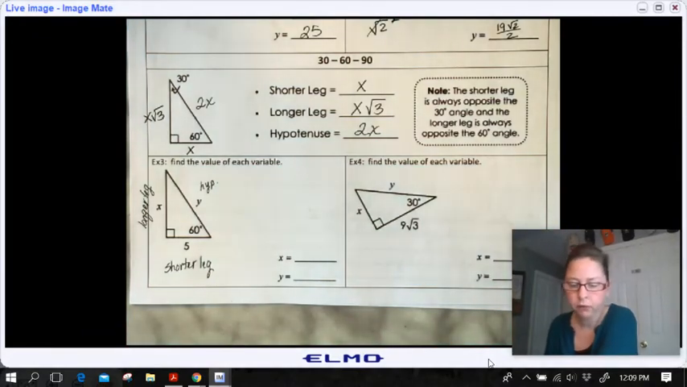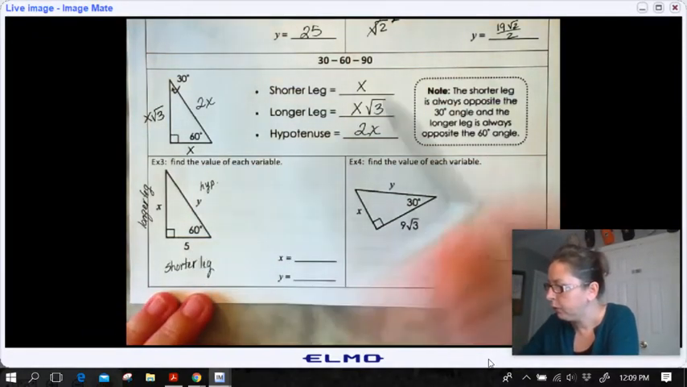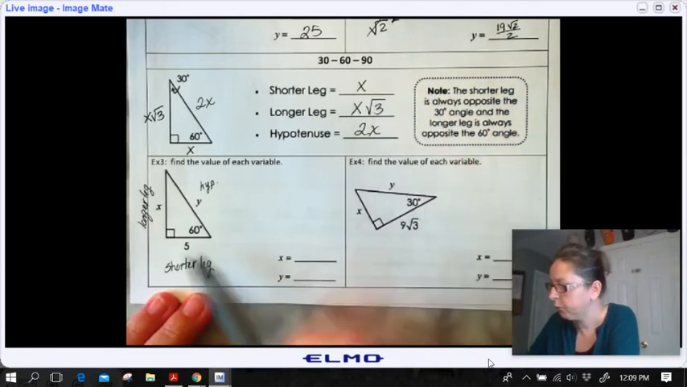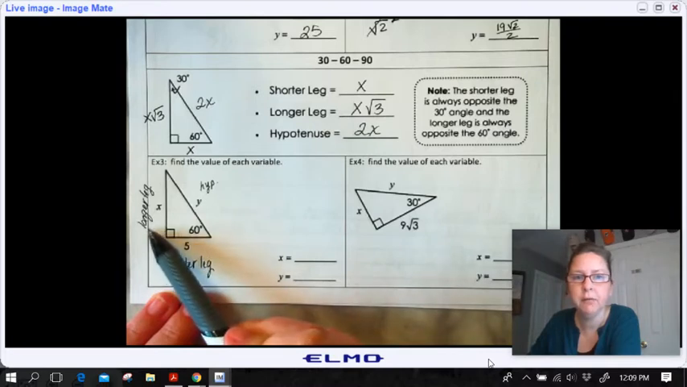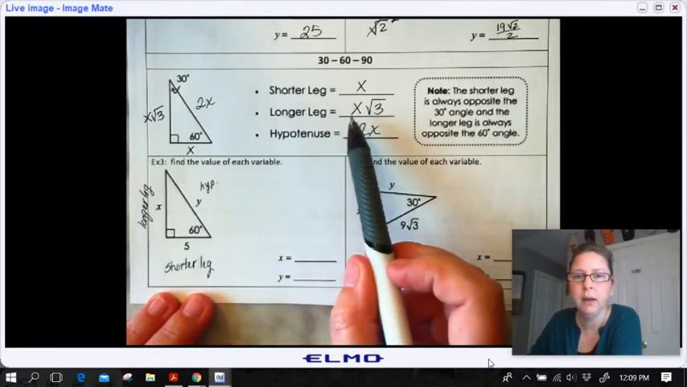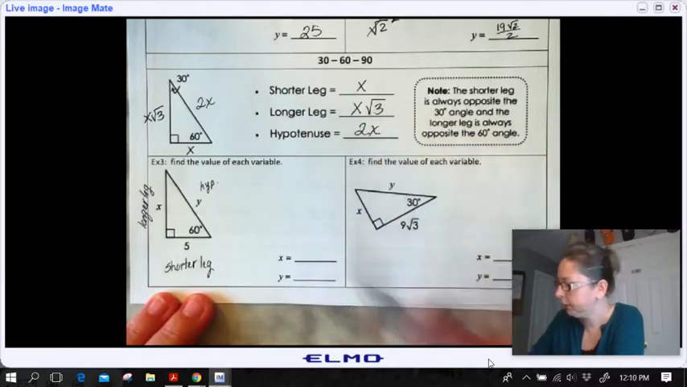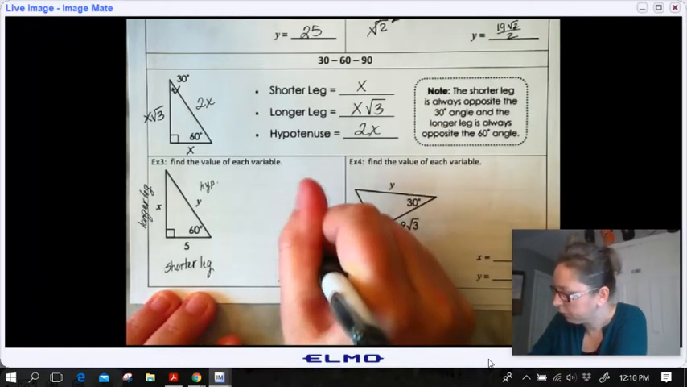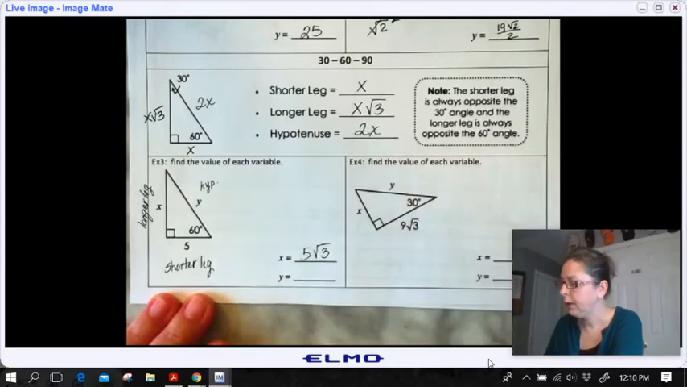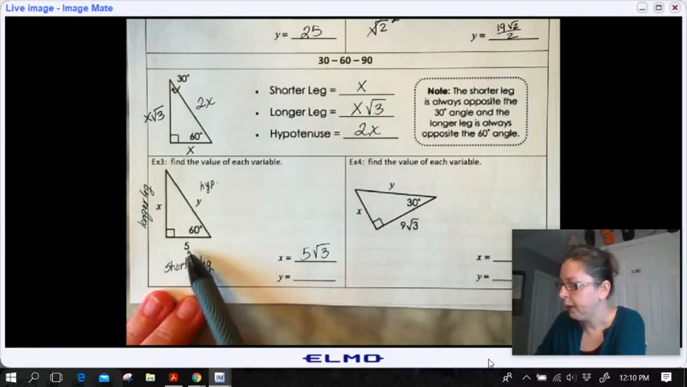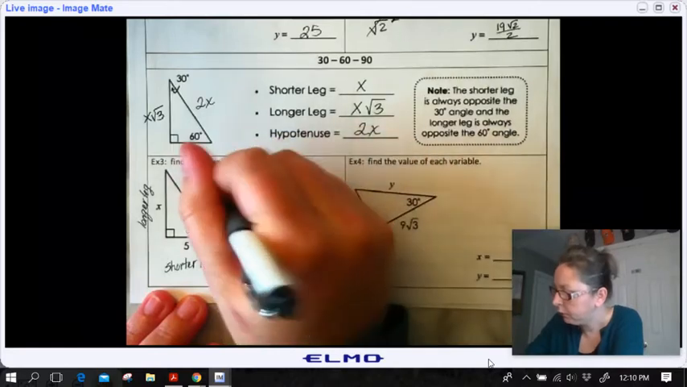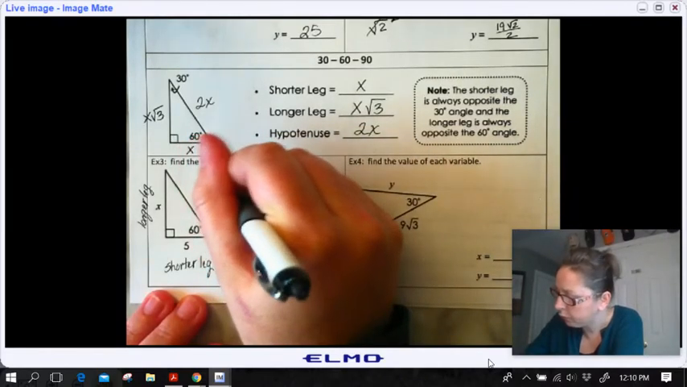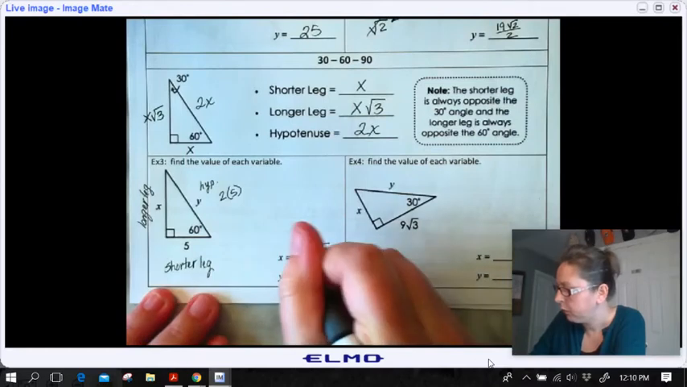So the short leg is x. So in this case, the short leg is 5. To figure out the longer leg, I'd have x square roots of 3. So I'd have 5 square roots of 3. And then to figure out the hypotenuse, if x equals 5, the hypotenuse is 2 times x, or 2 times 5. So that is 10.